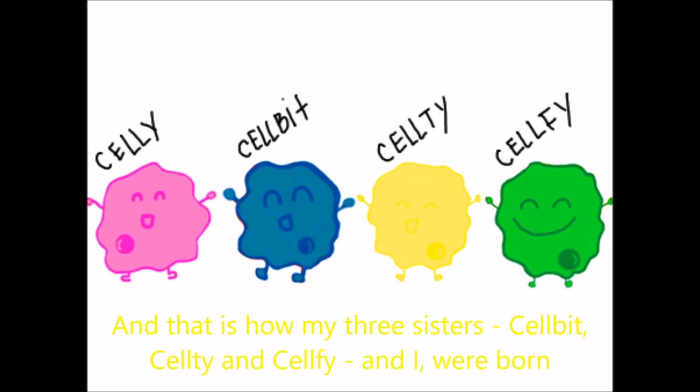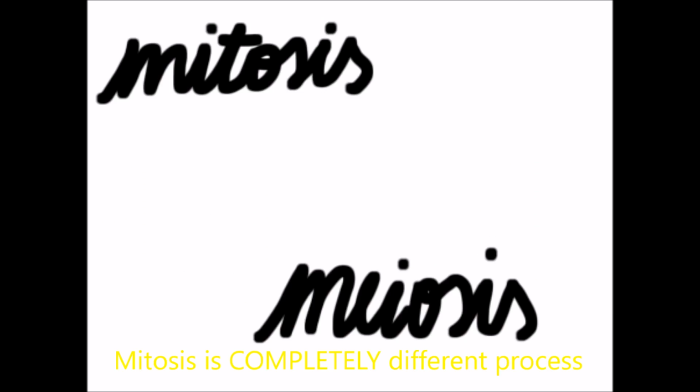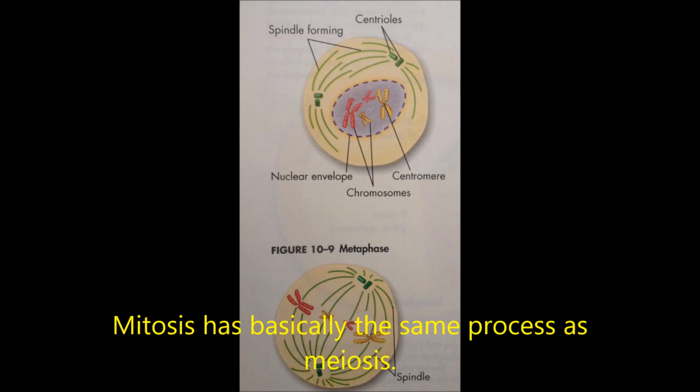And that's how my three sisters, Selbit, Sauti, and Selfie, and I were born. See, I know things. It's not like I still think that baby cells come from mitosis. Mitosis is a completely different process.